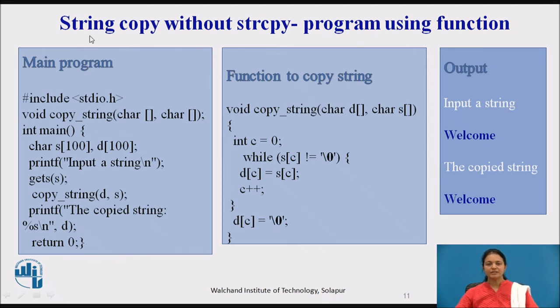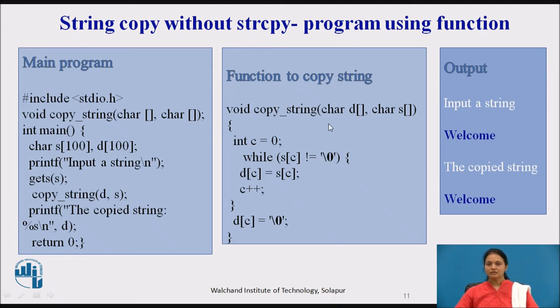The user function can also be written with the help of a function. So here, main program, function. In the main program we have the declaration include stdio.h, then a declaration of the function which we are going to use to copy the string. Here we can see void copy string, with the first array of characters and the second array of characters. In main we have two strings S and D of size 100 and 100. Then we input a string with gets S, and once the source is there, we call the function copy string D comma S. So whatever the source is, it will be copied into D, and then the copied string will be printed.